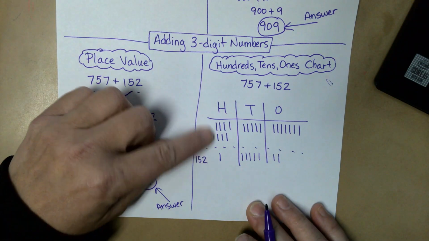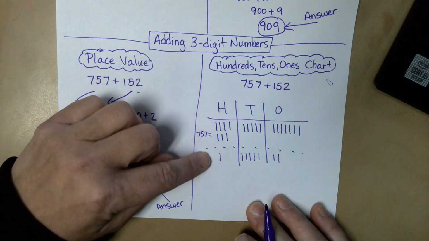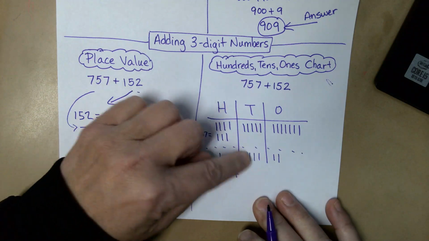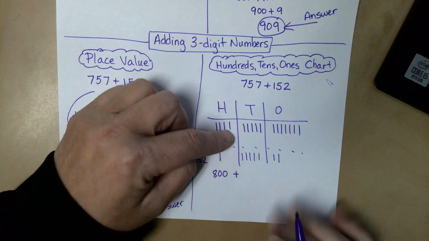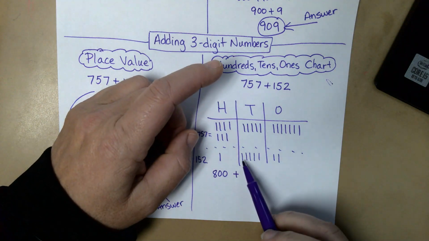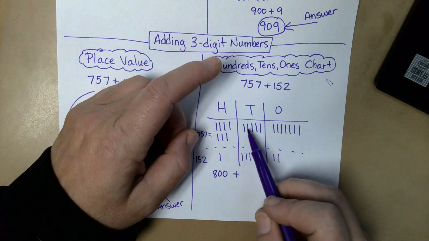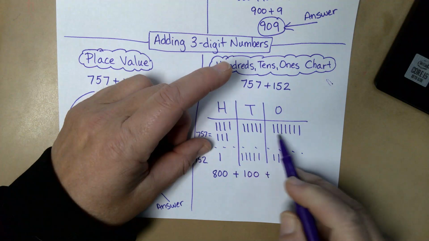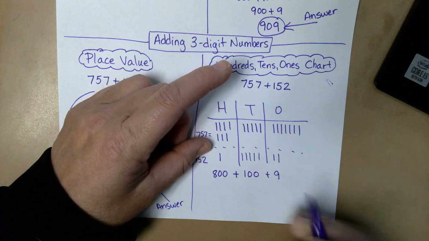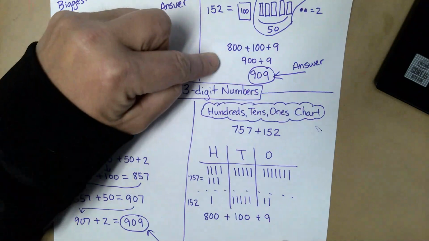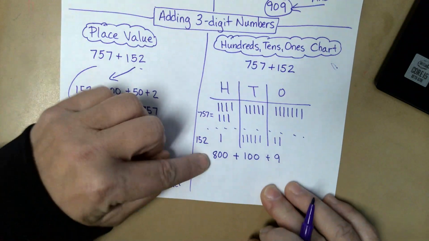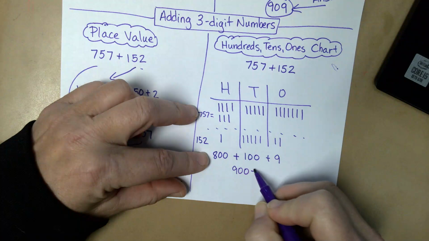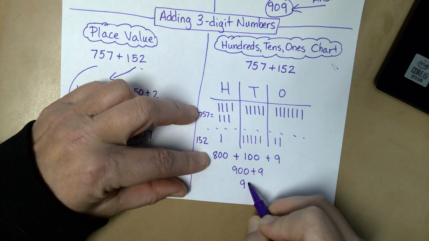So inside my hundreds column, I have 7 up here and 1 here, which means 800. In my tens column, I have 10 tens. So if I count by tens, that's going to make 100. 10, 20, 30, 40, 50, 60, 70, 80, 90, 100. So I want to write 100 right there. And then my 7 plus my 2 is my 9. Just like up in the base 10, I want to combine my like parts. So 800 and 100 is 900 plus my 9, and my answer is 909.